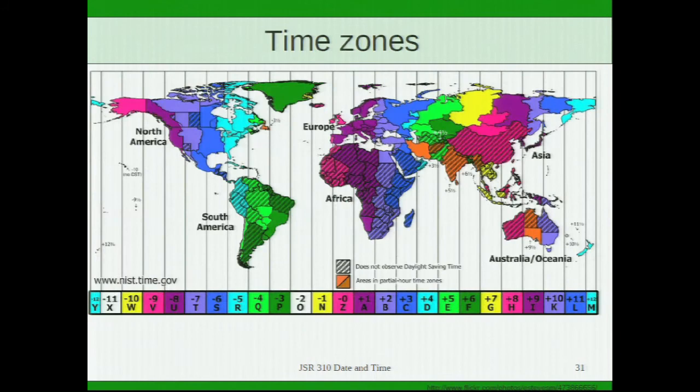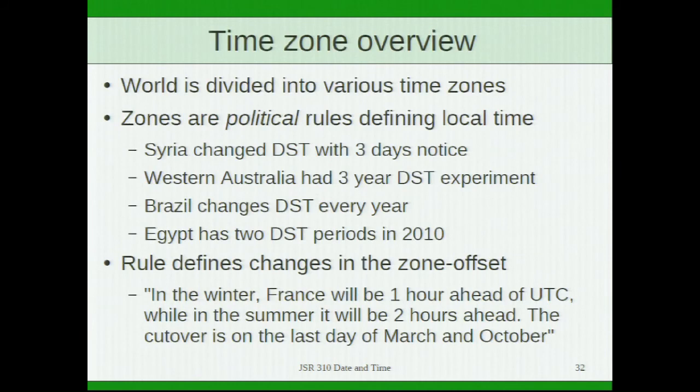And then we have the problem of time zones. Time zones are a problem. They definitely are. So the world is divided up into time zones. These are political things. Political things means governments, means power, means control over people. People change daylight savings time rapidly with few days notice over a number of years as experiments, maybe every year. You can't assume there's only one daylight savings time period a year.